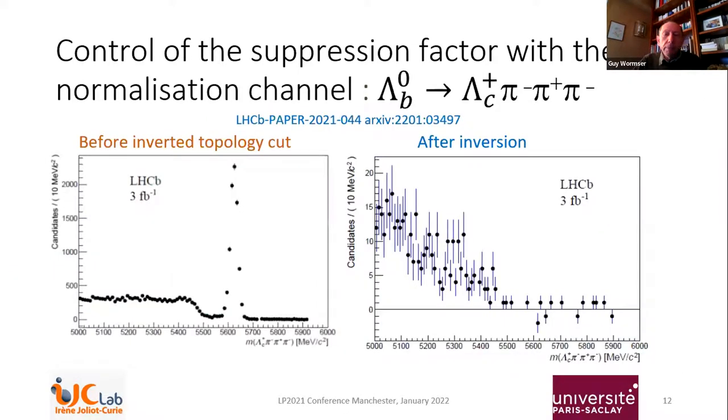So we can monitor the rate of suppression by using our normalization channel, which is lambda B to lambda C three pi. Before the vertex requirement cut, we have 10,000 events, a very clean signal that you can see. And after the inversion, nothing is left. So you can see the power of this rejection.